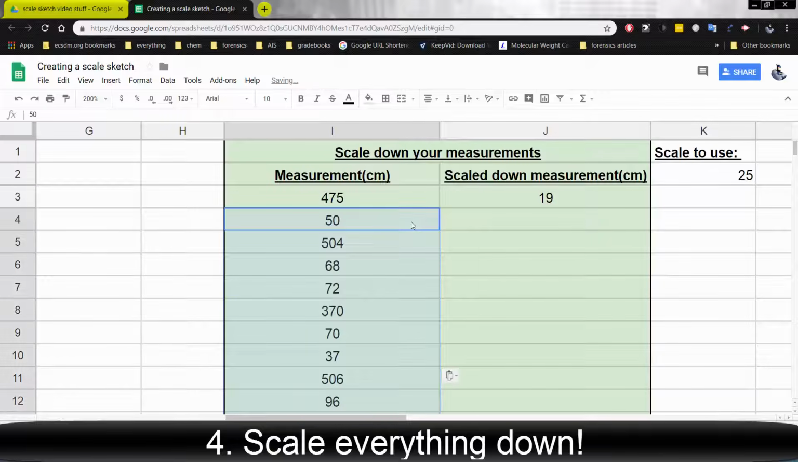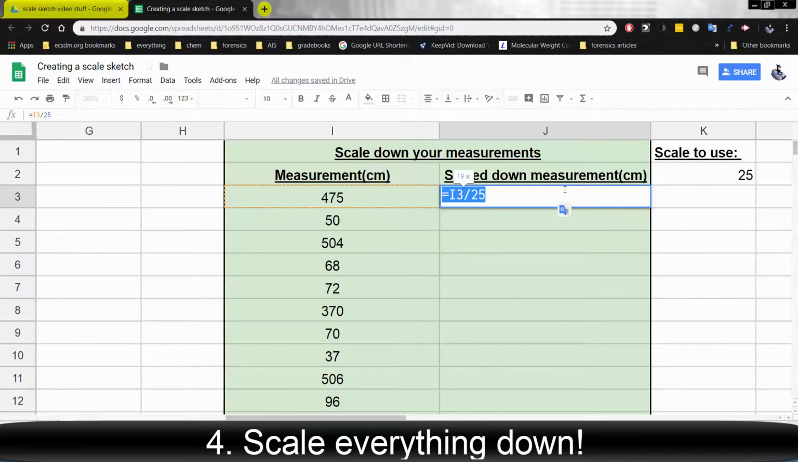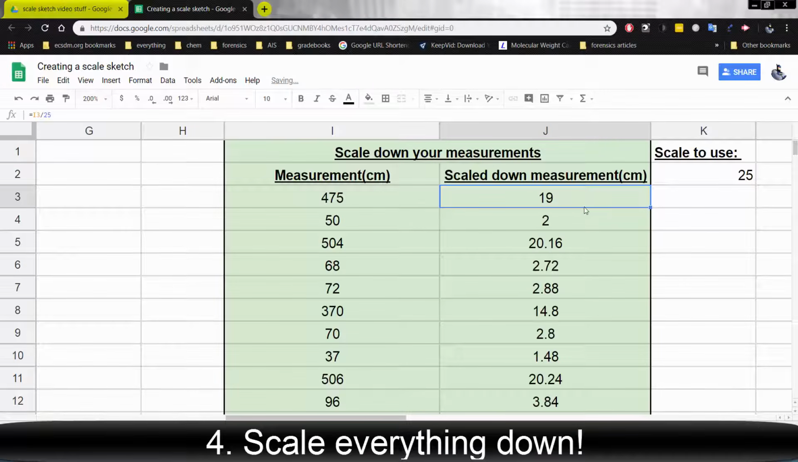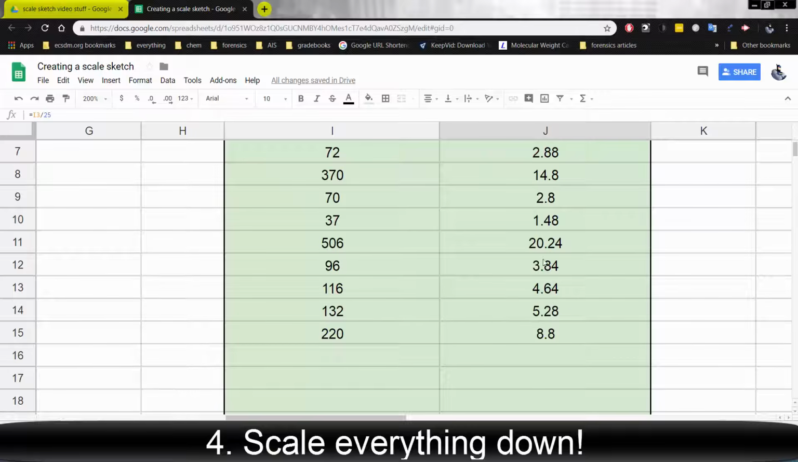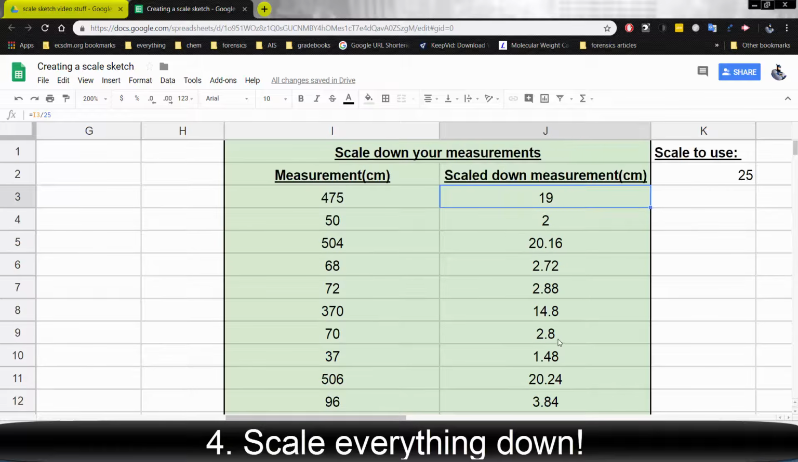So now I'm going to do that for the rest of my measurements. So here are all my measurements. Now watch this shortcut. It's awesome. So you did the math already in this cell that says 19. I press enter. Click on it, and that little blue square, just double tap it, and it will fill in all of that for you. It's doing the same math that you told the first cell to do, but it's doing it for all your measurements. So now I got all my measurements scaled down. What I would recommend is now you're going to want to write those into your rough sketch so that you can refer to them pretty easily.